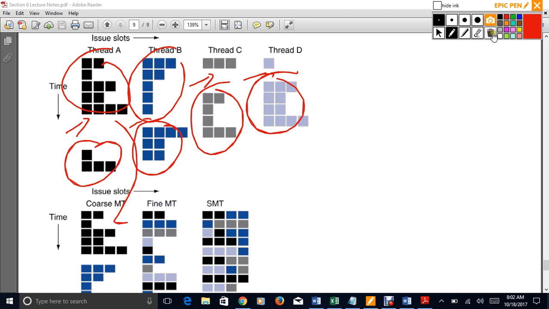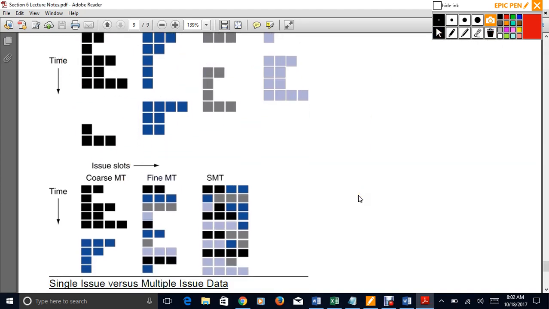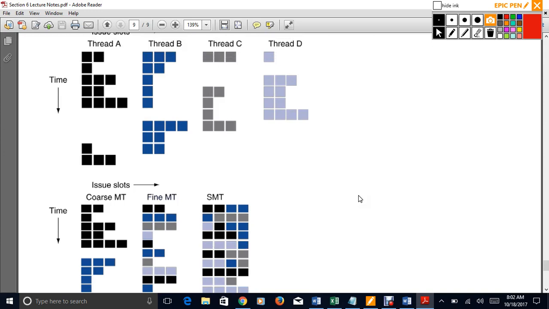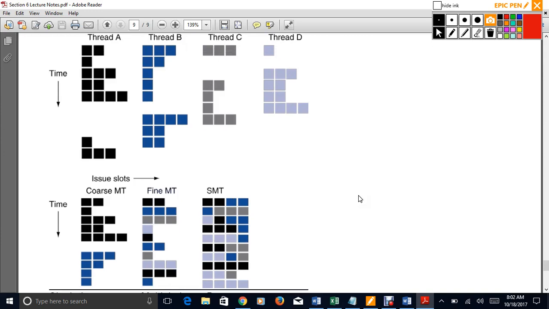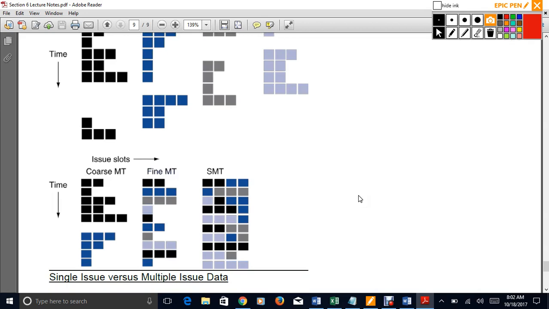So it's significant. So it is improving it, but not as much as fine grain, because fine grain, every single cycle we're using something up. So what ends up happening is that when you encounter a stall, you're actually just going to move on straight to the next thread. And simultaneous multi-threading is trying to use every bit as much as possible.